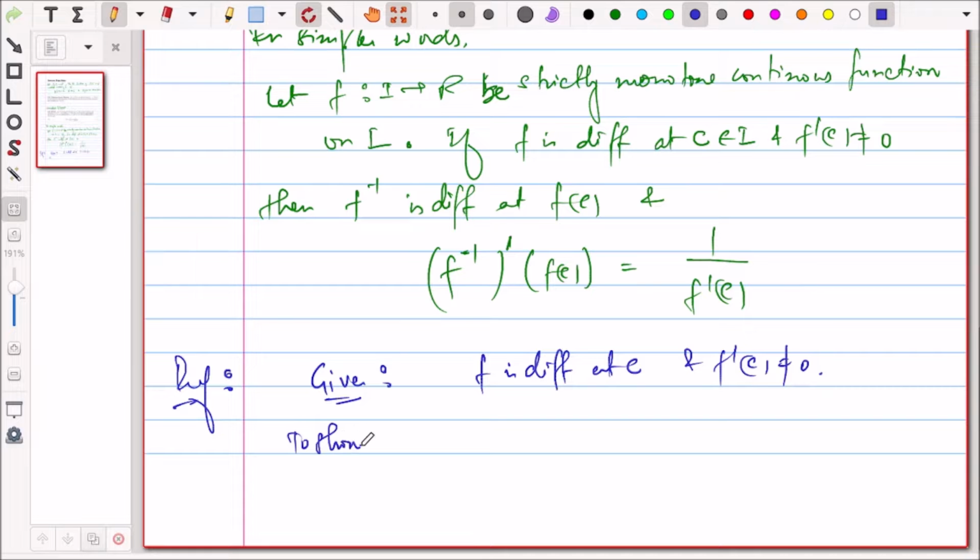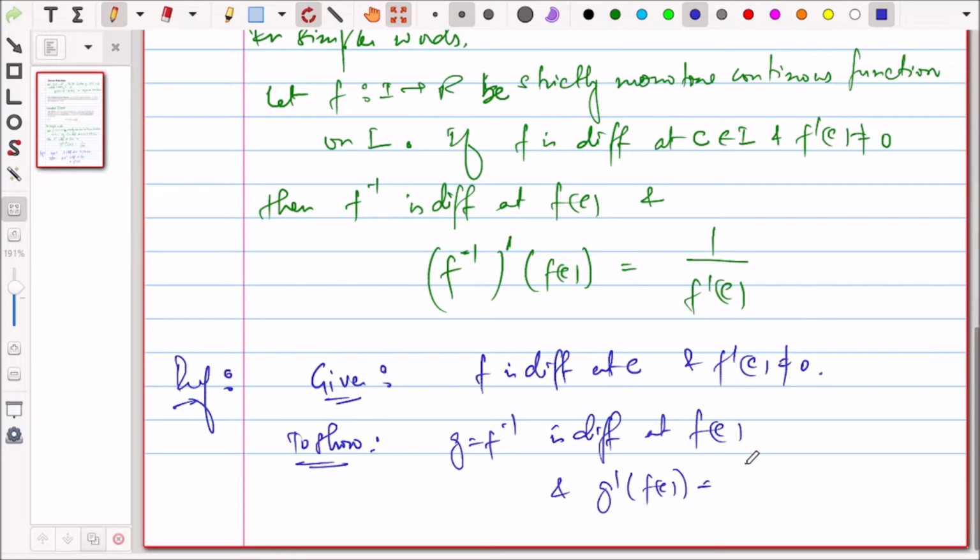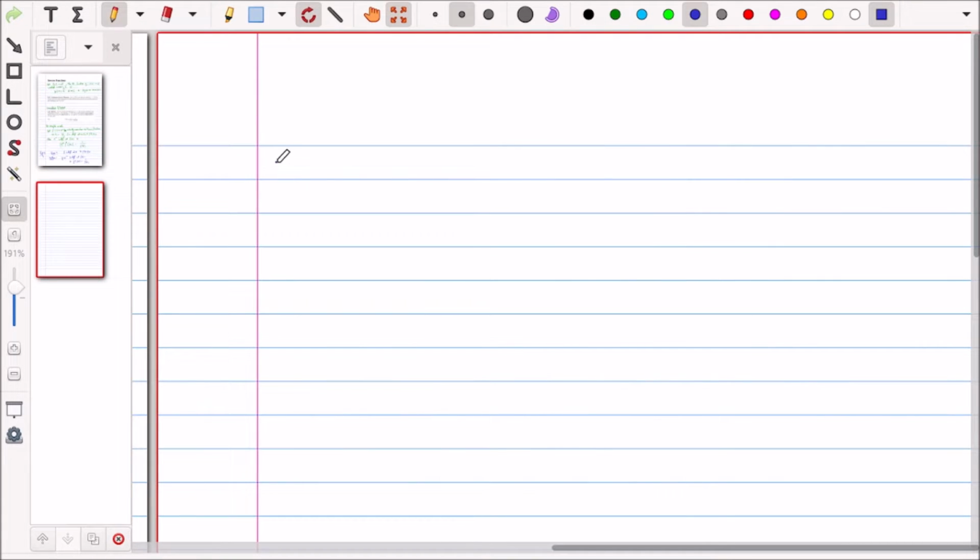To show G equal to f inverse is differentiable at fc and G dash of fc is equal to 1 by f dash. So ये show करना है हमें. So now because f is differentiable at C, so by Carathéodory theorem what will happen?